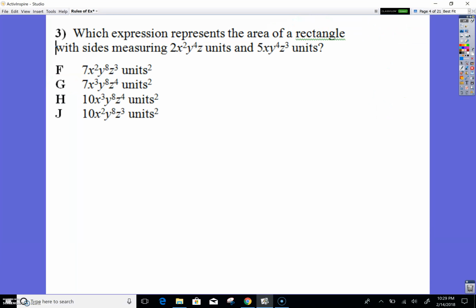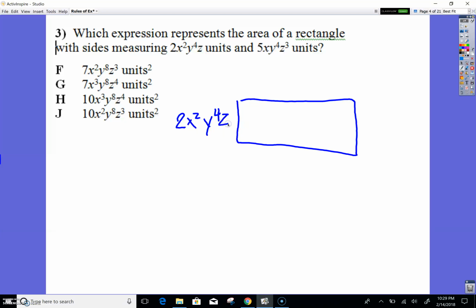Okay, now which expression represents the area of a rectangle with sides measuring 2x to the second, y to the fourth, z? Okay, so we will draw a rectangle. We can label one side 2x squared, y to the fourth, and z, and the other side 5x, y to the fourth, and z to the third.